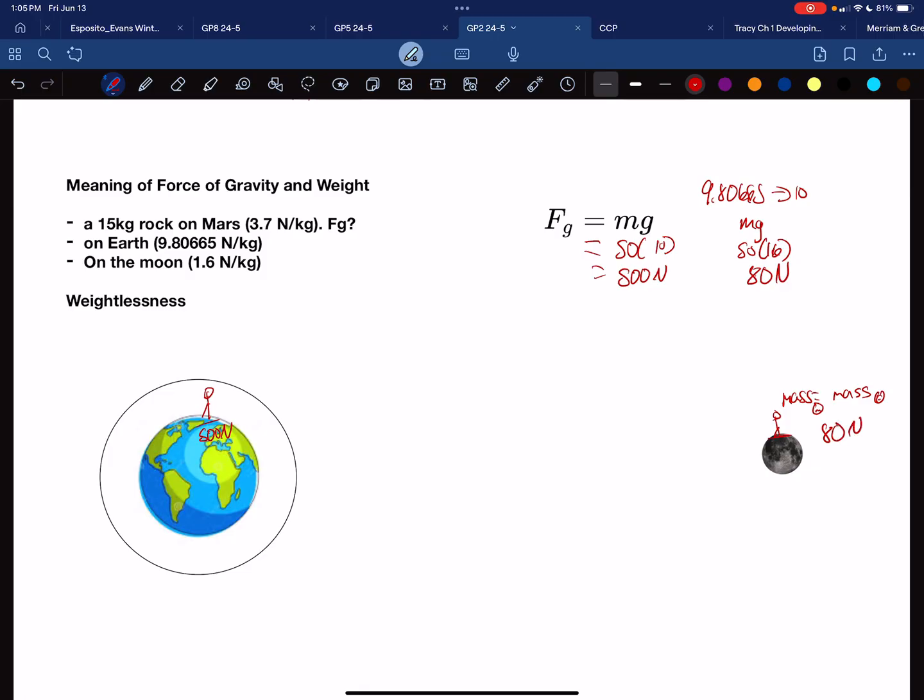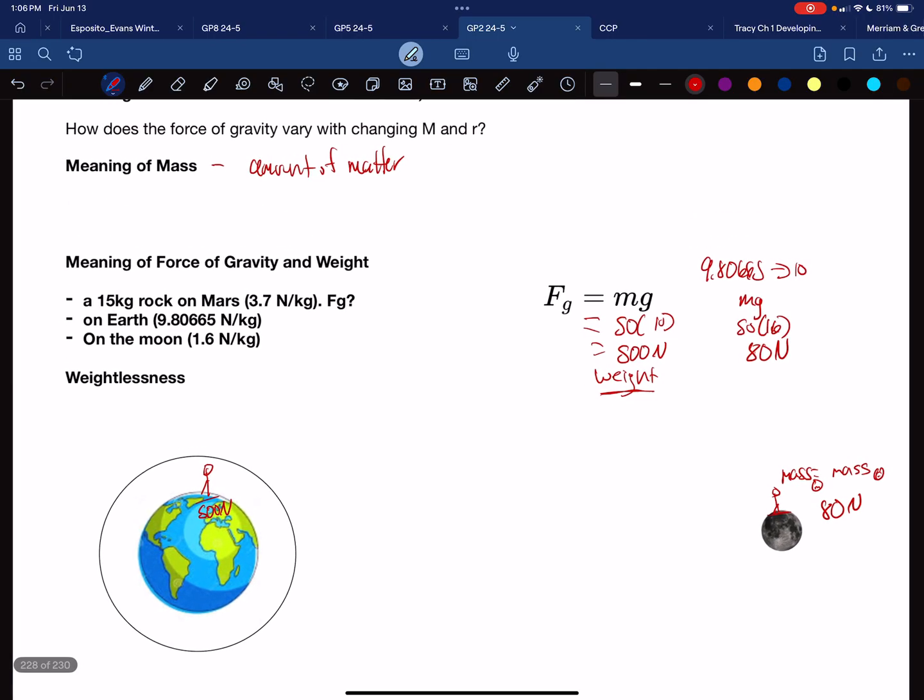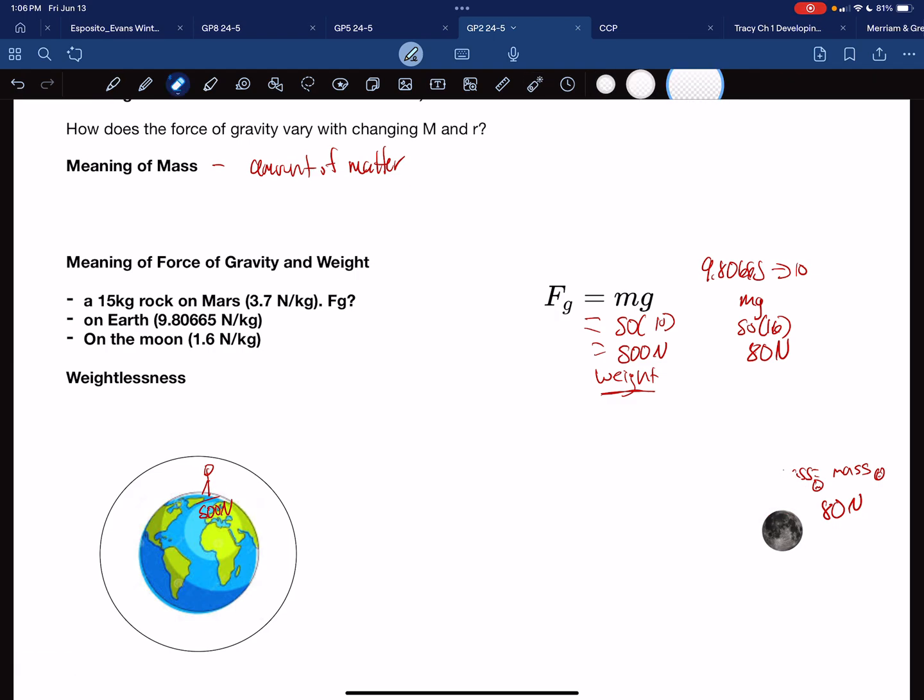So what's different is the gravity is different. And that force of gravity, we would connect that to the idea of weight. We will weigh less, but really what we're detecting is the force of gravity. So we can think about this as a person standing on the Earth has the same mass as when they're standing on the moon, but their force of gravities or their weights are different.